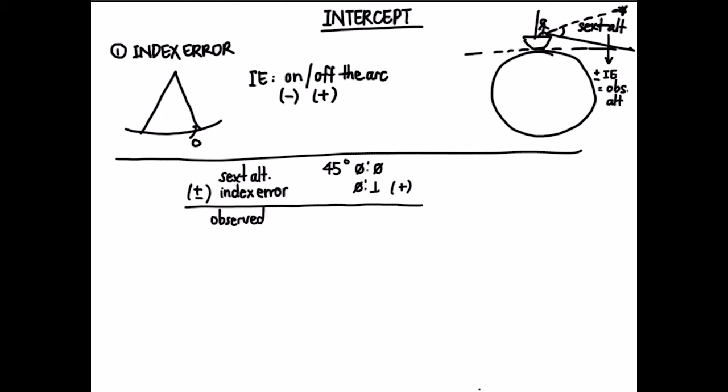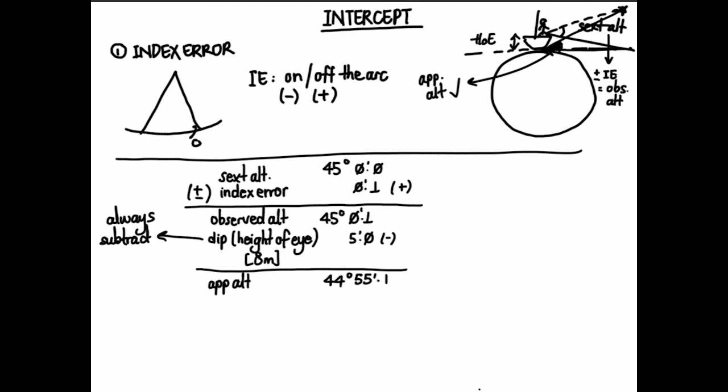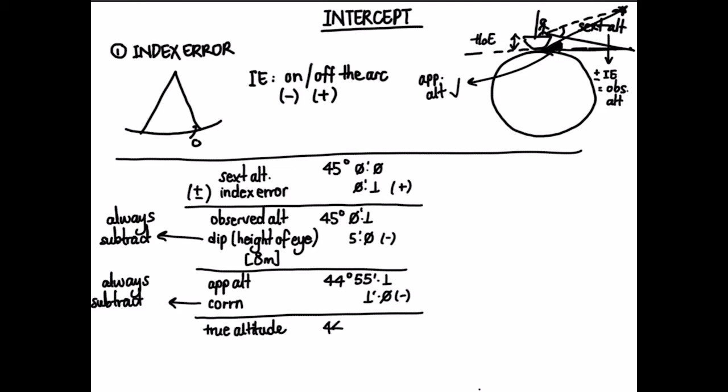Height of eye correction, known as dip, then needs to be applied to the observed altitude in order to find the apparent altitude. Dip is always subtracted from the observed altitude. Assuming a height of eye of 8 meters, a dip of 5 minutes then needs to be applied. Total correction, which corrects for parallax error, refraction of the atmosphere, and other factors, then needs to be applied to the apparent altitude to find true altitude. Total correction is always subtracted. This gives us a resultant true altitude of 44 degrees, 54.1 minutes.